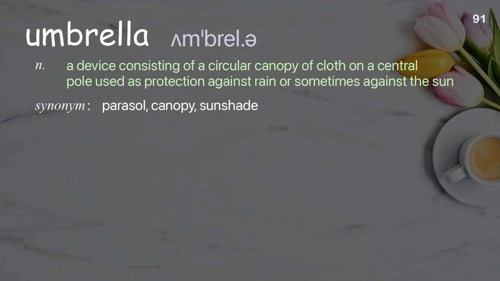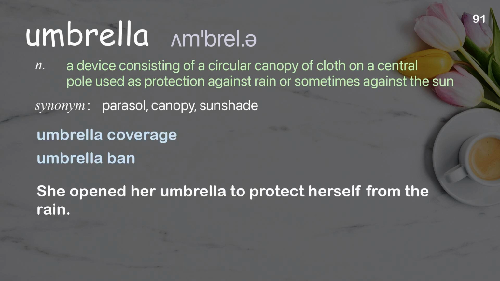Umbrella. A device consisting of a circular canopy of cloth on a central pole used as protection against rain or sometimes against the sun. Examples: Umbrella coverage. Umbrella ban. She opened her umbrella to protect herself from the rain.